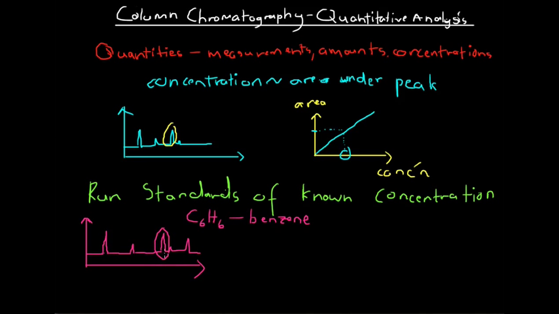So that is the benzene peak. And so I can work out the area under this peak just by looking at it and plugging it into a graph like this. But first I need to create this graph. So what we're going to do is run standards of known concentration. So we know that, let's say this has a retention time of 6 minutes.